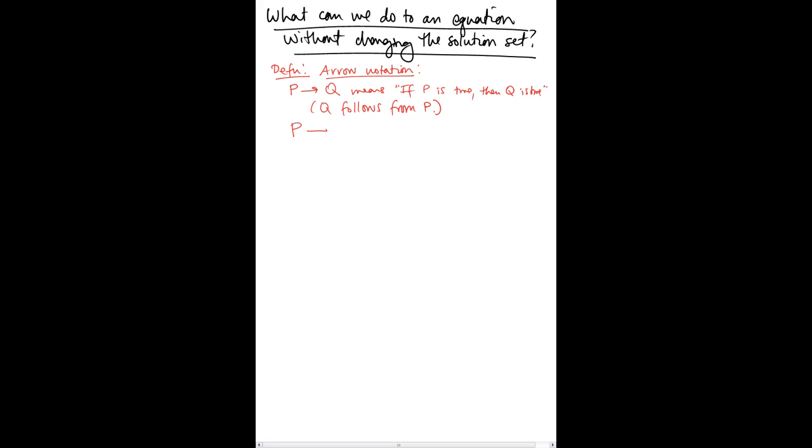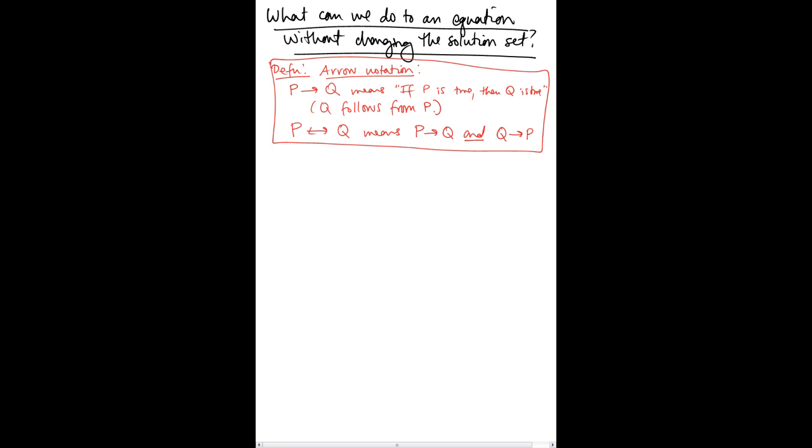Similarly, if I have the arrow going both ways, it just means it works in both directions. If P is true, then Q is true. If Q is true, then P is true. P follows from Q, Q follows from P, essentially. So this means it works both ways. Okay. Nothing too fancy. It's basically what it looks like, but it's a nice quick way of writing that one thing follows from another.